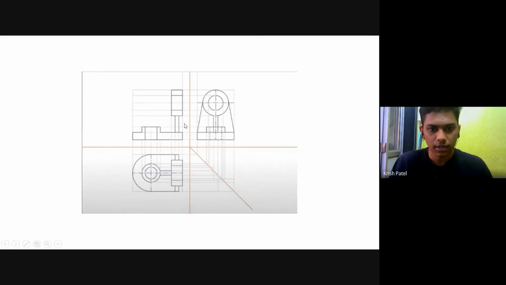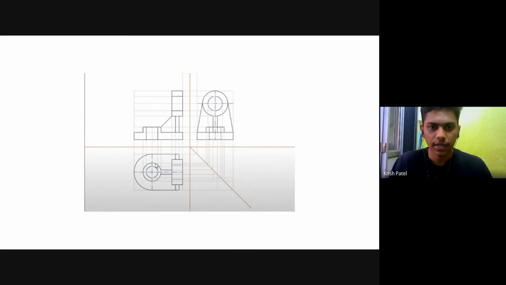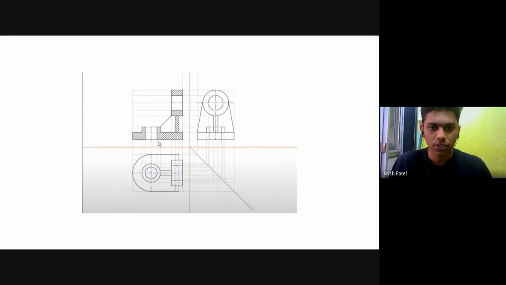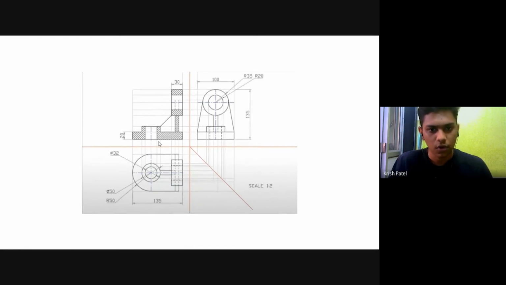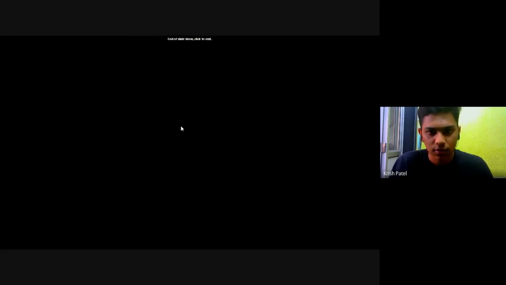Now we'll create the base circle which we took from the top view. Now we'll create the rib through the projections of the top view. Now we'll show the hatching so that we know that it's a sectional projection front view. Now in the end, we would like to give the dimensions.